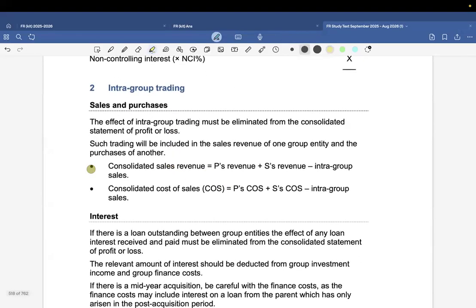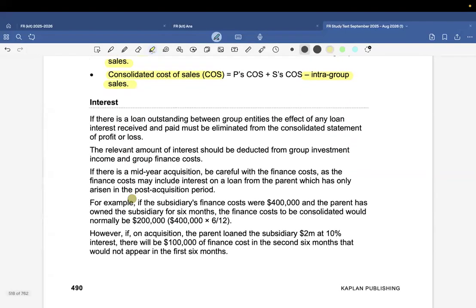Now, when there is intra-group trading, whatever the IGS, that is the sale amount that you have, listen to me carefully, from the consolidated revenue you have to remove it. That means first you're going to add both of the revenues together and remove the intra-group sales. Understood? Same way, while you are consolidating the COS, that means you're taking PCOS and SCOS together, you're going to remove intra-group sales from there as well. Understood? And that is mandatory.